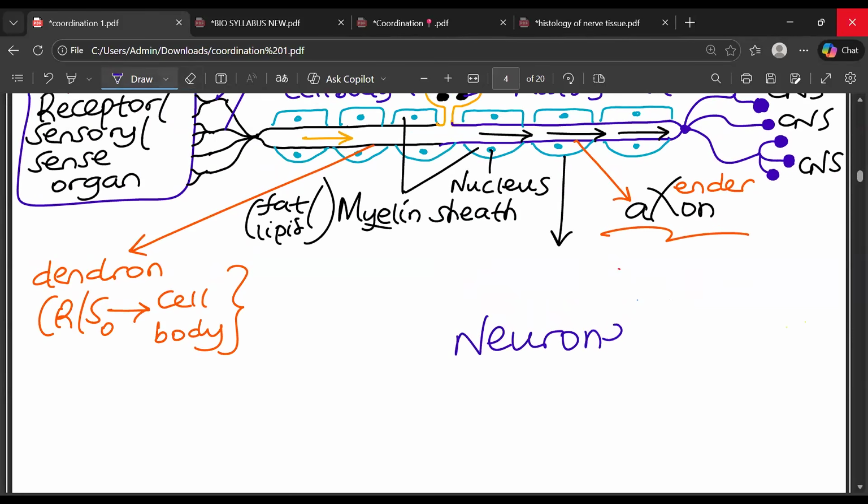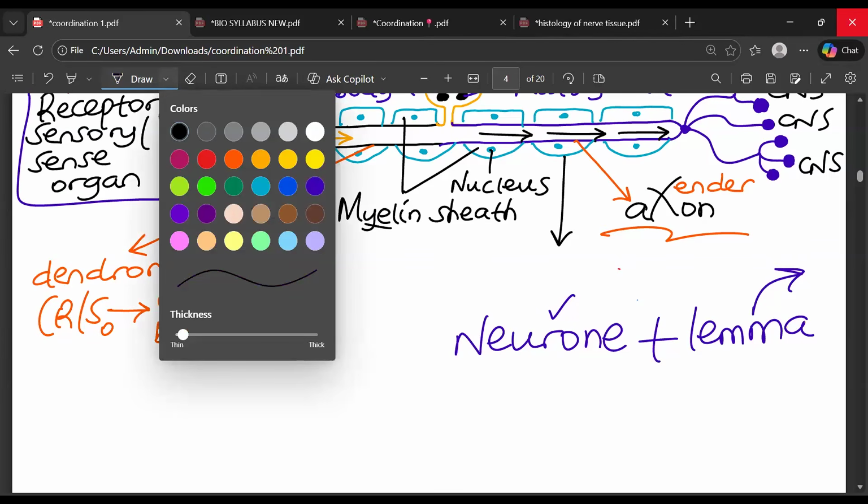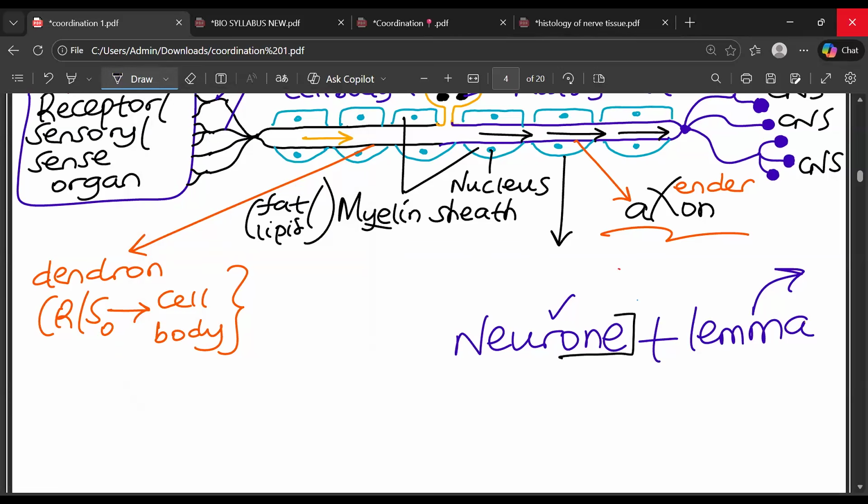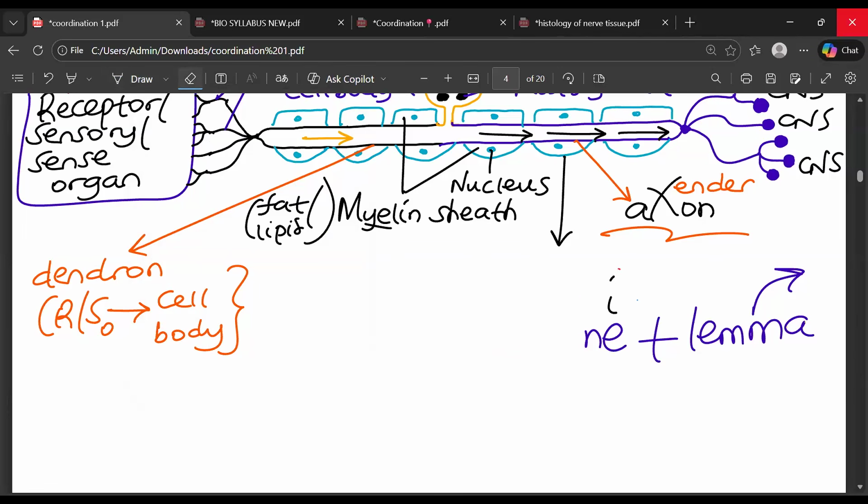So we want to add the membrane of the neuron. We want to join these two, neuron and lemma, because lemma means membrane. So the English people decided to remove this and put I, and then say neurolemma. That's the membrane. You understand?